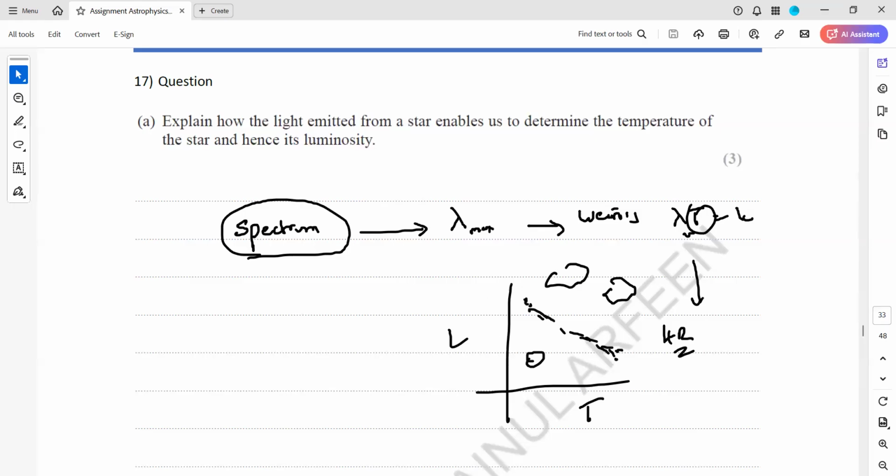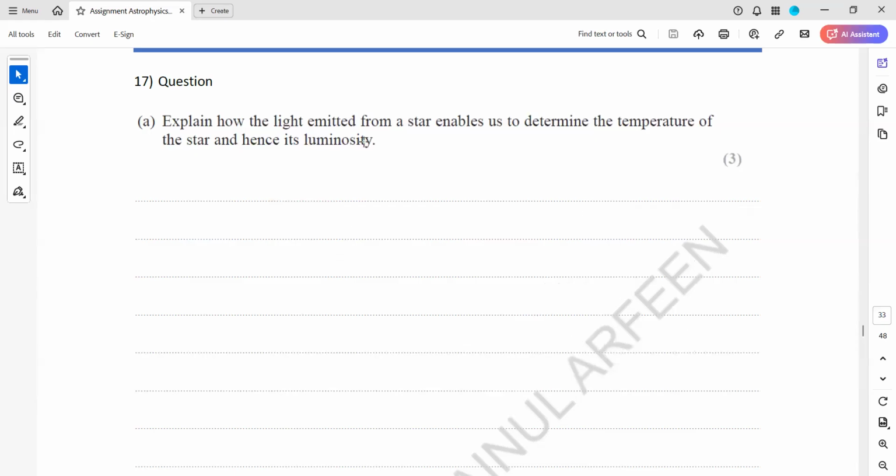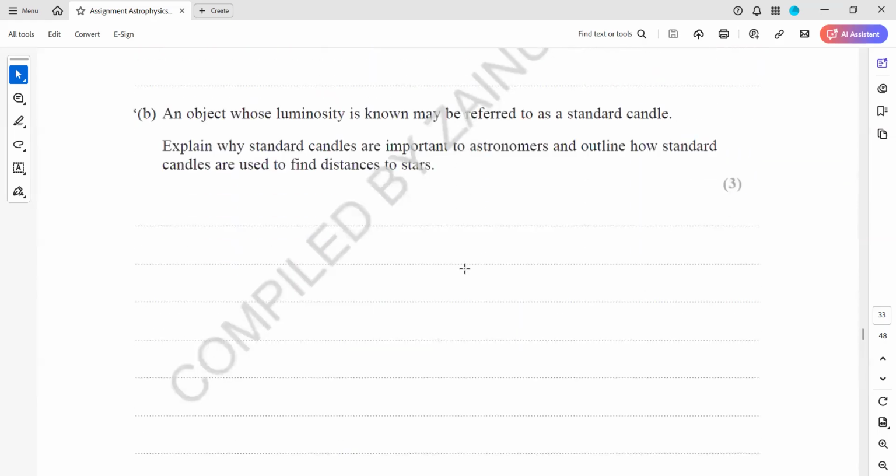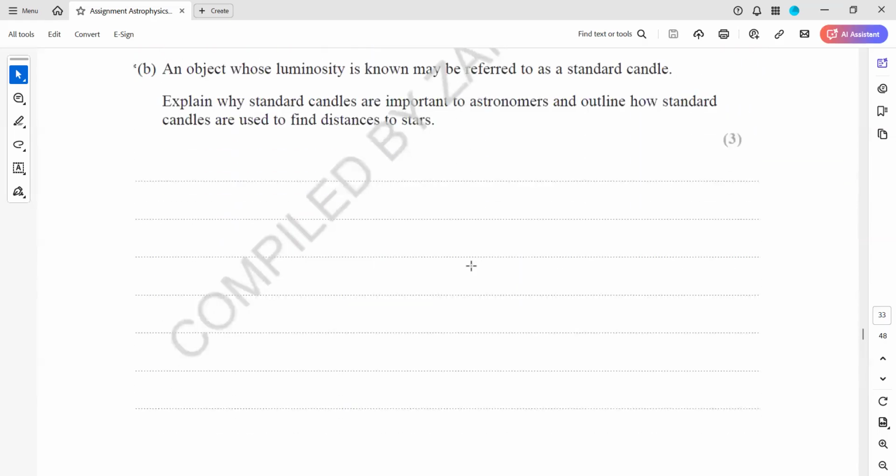Discussion part A. So this is always the case. That's how astrophysicists determine the temperature as well as the luminosity of a star.